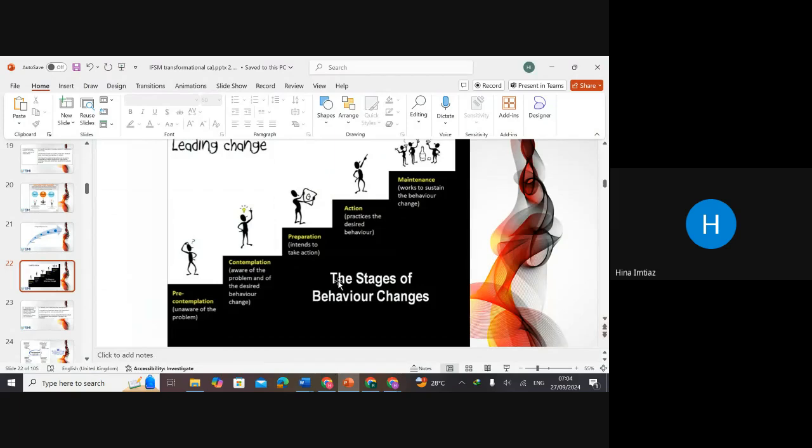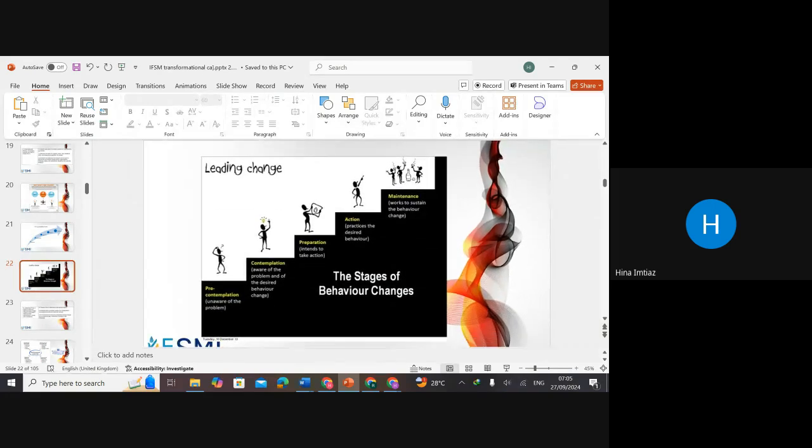Okay, so basically, first of all is the awareness of the problem and of the desired behavior change. And then you have to prepare, you have to intend to take the action. And the action is basically you have to practice the desired behavior. And the next step is the maintenance. You have to work to sustain the behavior change.